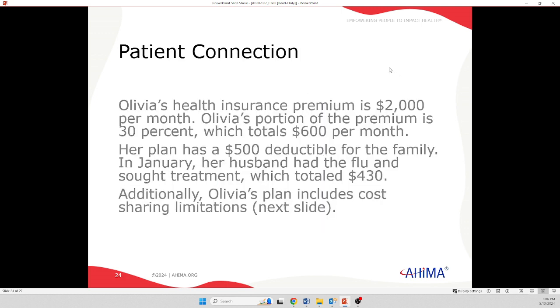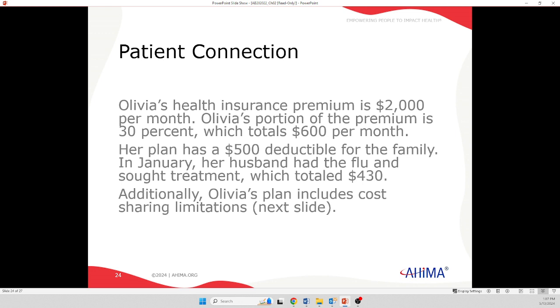Okay, this goes along with our little patient at the end of our chapter. So, we have Olivia. This starts on page 38. Olivia's health insurance premium is $2,000 per month. Wow, that's high. Her portion of the premium is 30%. So, she pays $600, and her employer pays the difference. So what is that, $1,400?